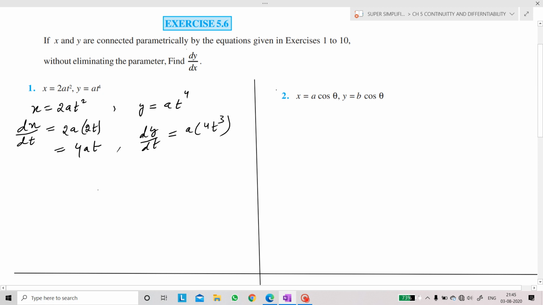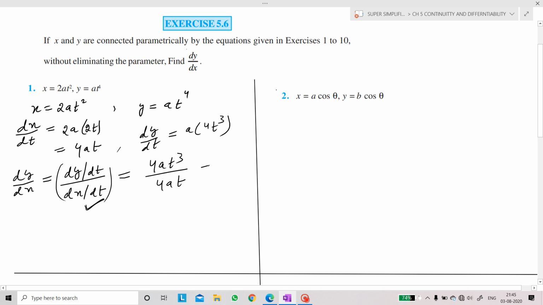Now you have to find dy by dx, which is nothing but dy by dt upon dx by dt. Here I would like to tell you students that this step must be written, because in board exams you can lose marks if you don't write this particular step. So this is 4at cube, which is the value of dy by dt, divided by 4at, and we get the answer to be t square.